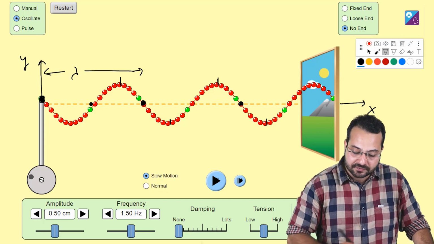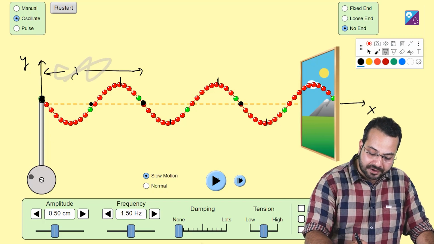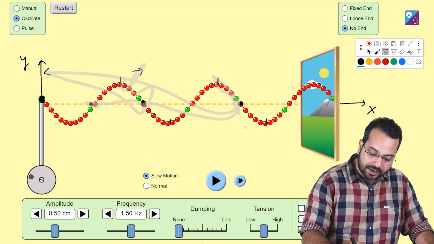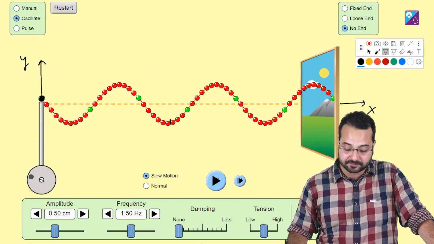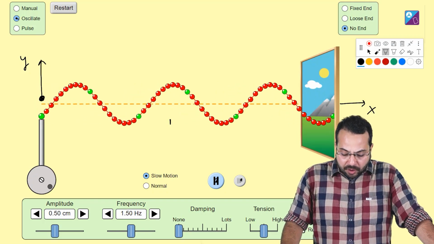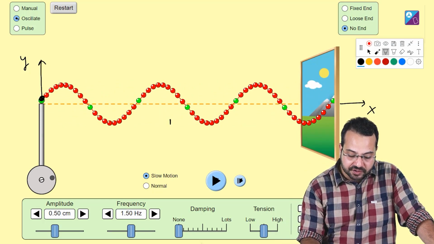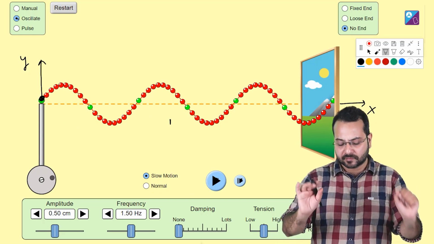Now let's observe how this is achieved in time. For that I'm going to get rid of these things. Let me quickly get rid of these things. All right, and I'm going to run this simulation again. Okay, let's go. Now what I want you to do is take a mental picture of this shape of the string. All right, done?